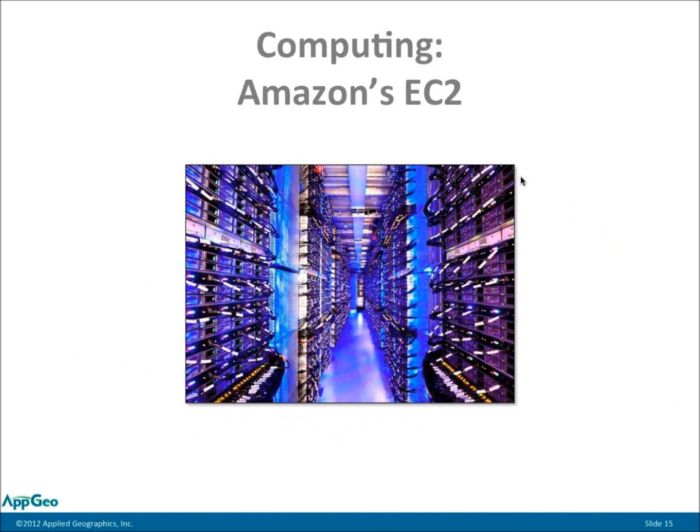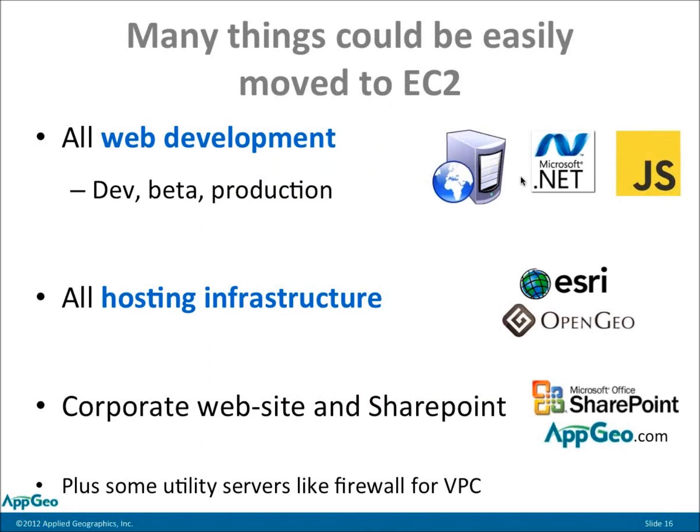So the first part of Amazon that I'm going to describe is those 17 servers, which live in EC2, which stands for Elastic Cloud Compute. And so what did we move up there? What do those 17 servers do? We do all of our web development there. Our .NET and our JavaScript, our development, our beta testing, and our production environments are all there.